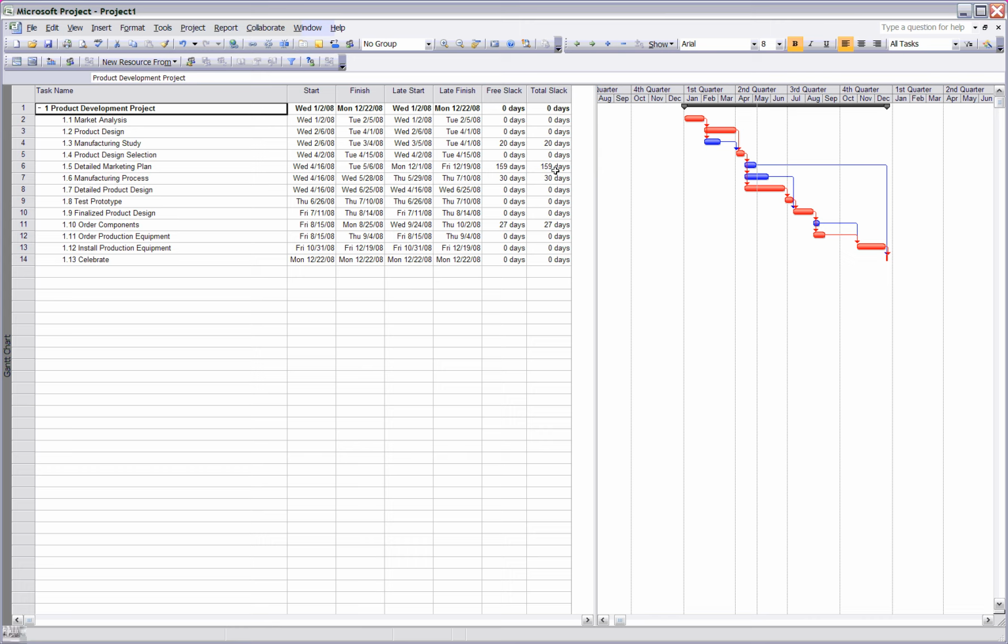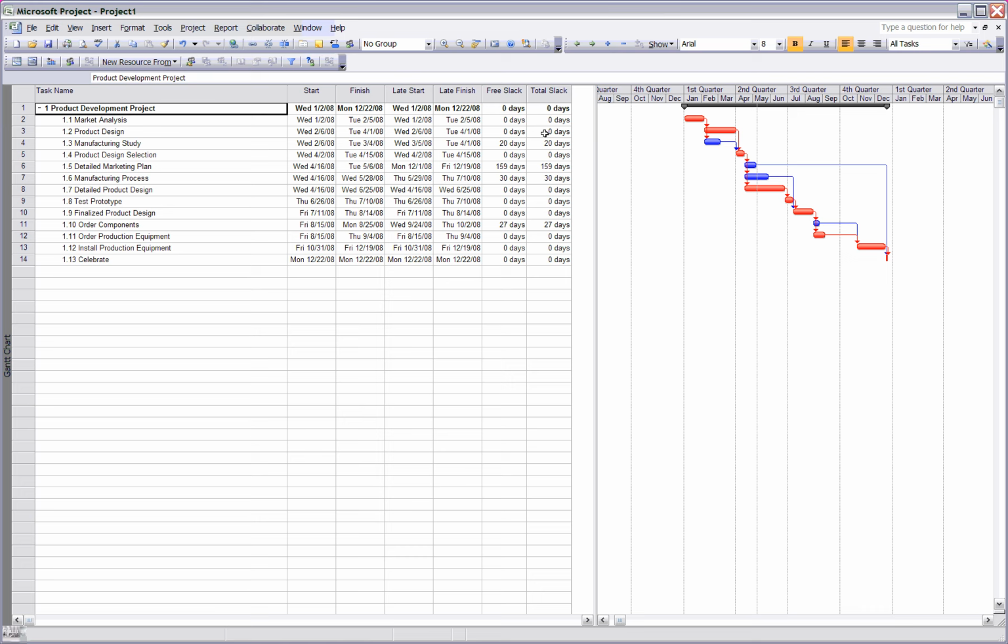The next question asks us how sensitive this network is, and sensitivity is defined in the text as the likelihood that the critical path will change during the project. And we can see here that there is only one critical path and that the non-critical activities have quite a bit of slack. So this network would be considered not very sensitive.